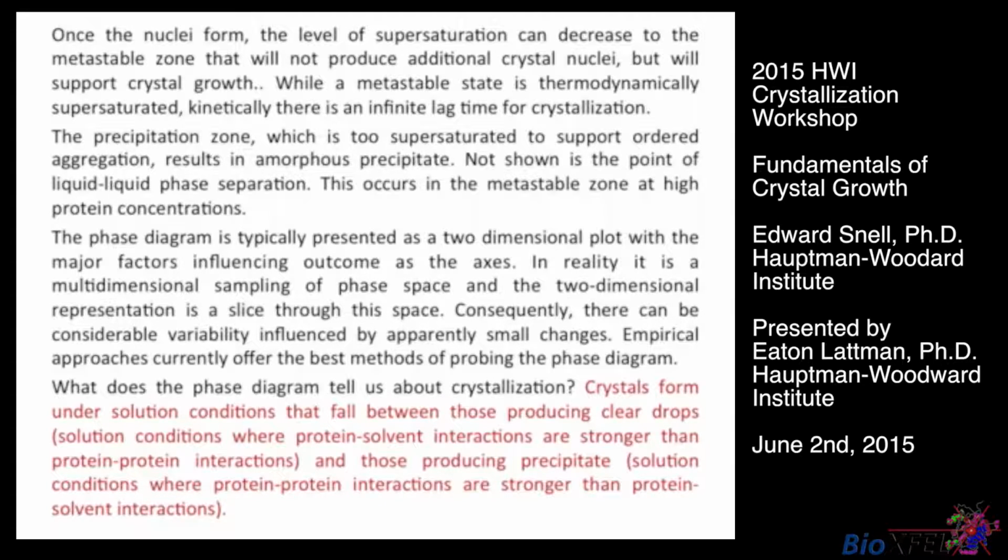Once the nuclei form, the level of supersaturation can be decreased to the metastable zone that allows crystal growth. The metastable zone is thermodynamically supersaturated, but it takes a very long time for anything to happen. The precipitation zone, which is the upper right on our diagrams, is too supersaturated to support anything except rapid precipitation. Eddie is pointing out here that the phase diagram is really multidimensional.